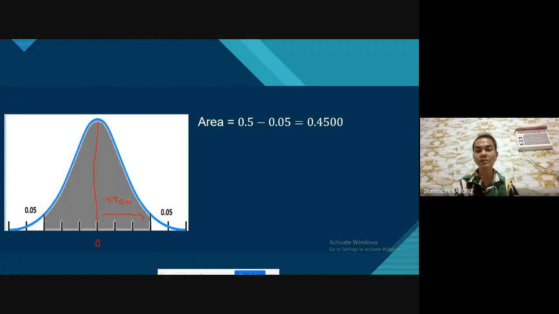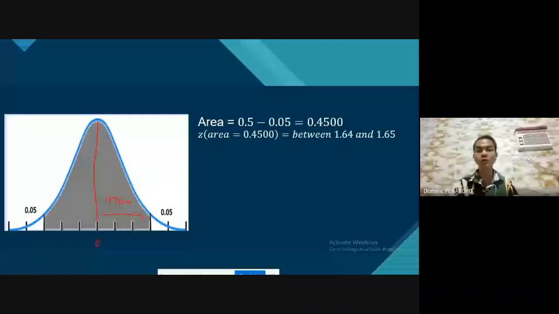So again, please get your z table and check what is the closest area to 0.4500. If you check it, the closest areas to 0.4500 are 0.4495 and 0.4505. Both of them are closest to 0.4500. So we will have here the z-scores, that is 1.64 and 1.65.